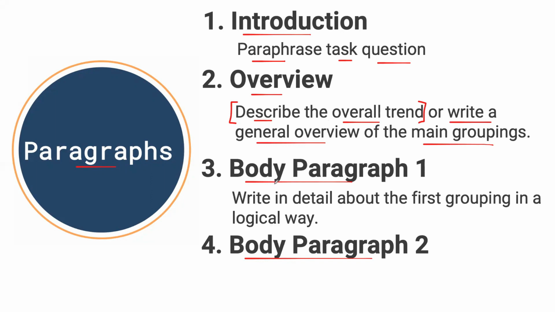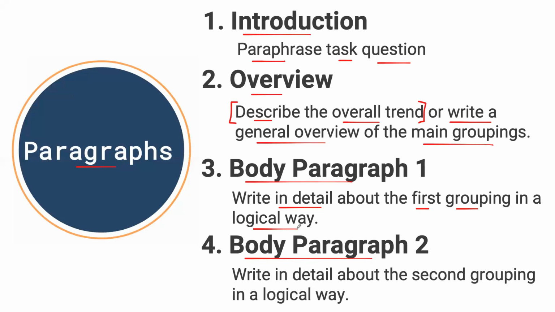Then in body paragraph 1, we are going to write in detail about the first grouping in a logical way. So we're going to look at the higher amount of people who use social media based on age and then go from there. And then body paragraph 2 is going to be the same thing, writing in detail about the second grouping in a logical way. And this second grouping for us are the older age groups and how those age groups are not prevalent on social media. Following this will really be foolproof. You will be able to write everything that you have to write about and do so in a logical way.